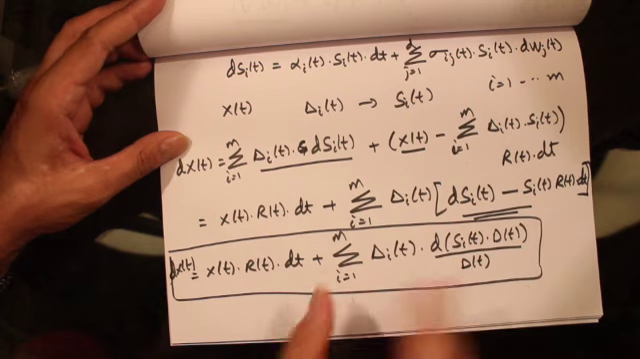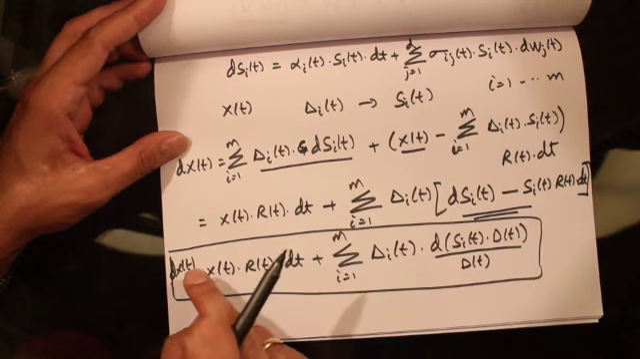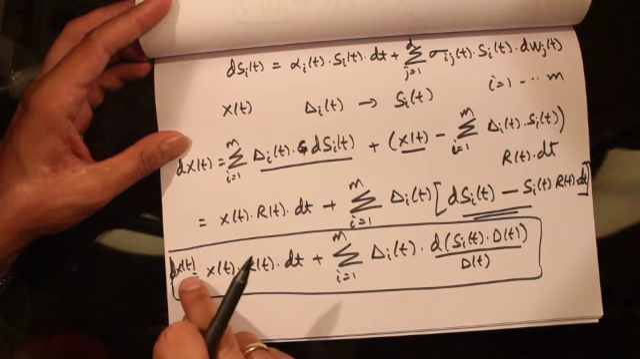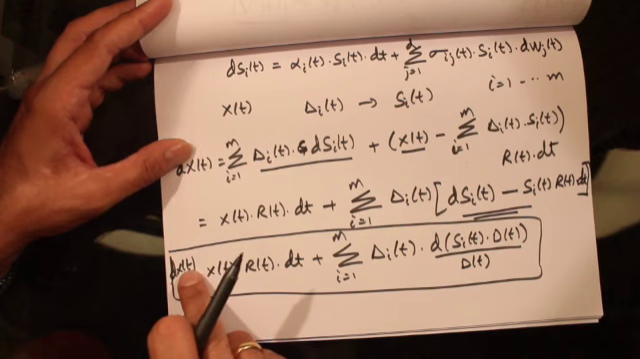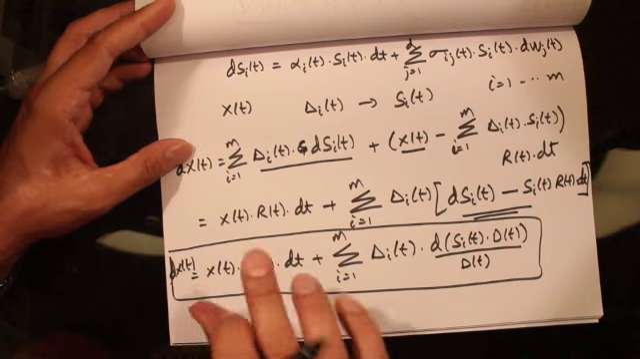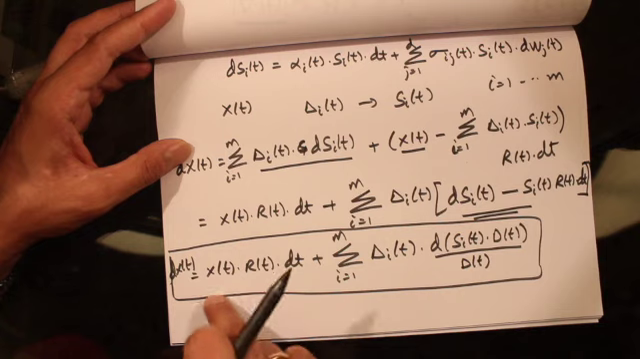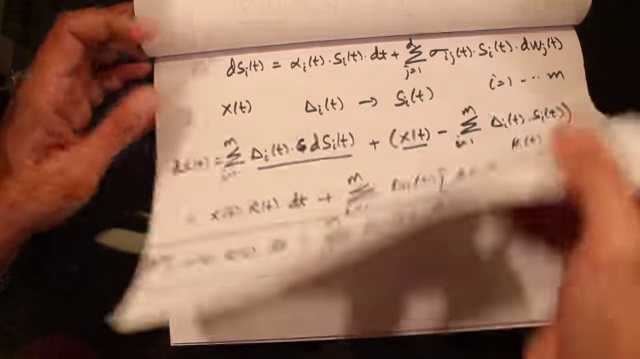Next, what I want to do is figure out the differential of the discounted value of the portfolio process. This was the differential of the portfolio process. Now I want to figure out the differential of the discounted value of the portfolio process. So let's do that.